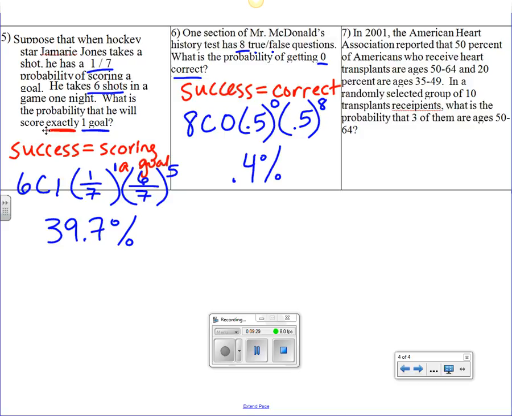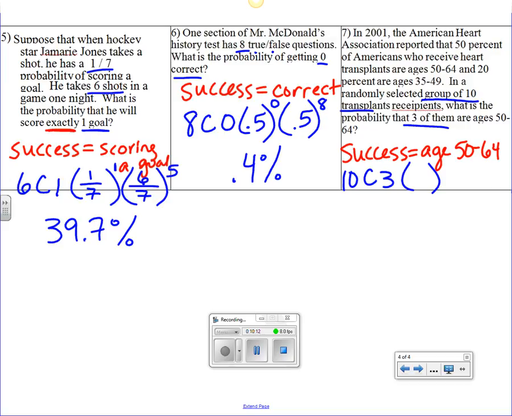All right, last question. In 2001, the American Heart Association reported that 50% of Americans who received heart transplants are ages 50 to 64, and 20% are 35 to 49. In a randomly selected group of 10 transplant recipients, what is the probability that 3 of them are ages 50 to 64? So, a success is that their age is 50 to 64. Well, how many total people are there? There's a group of 10. So 10C. How many do we want to be ages 50 to 64? 3 of them. Okay. Now you're going to have to read carefully.